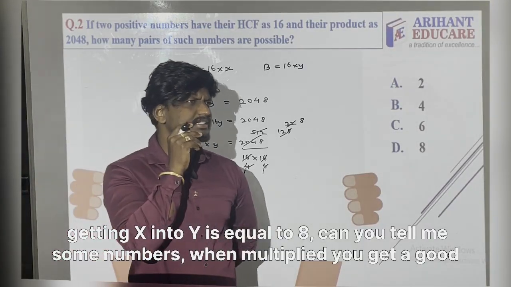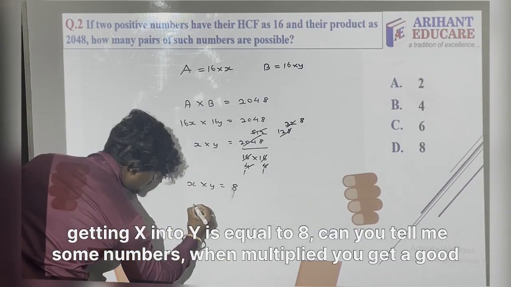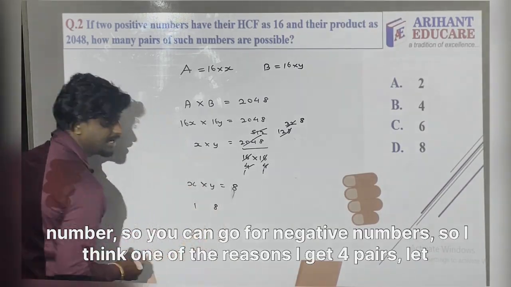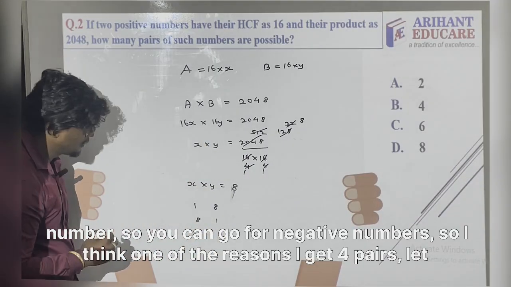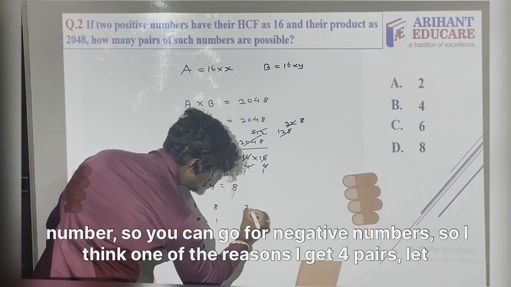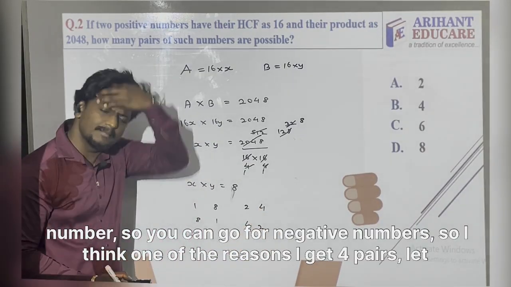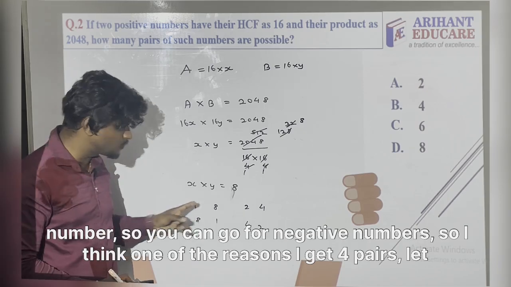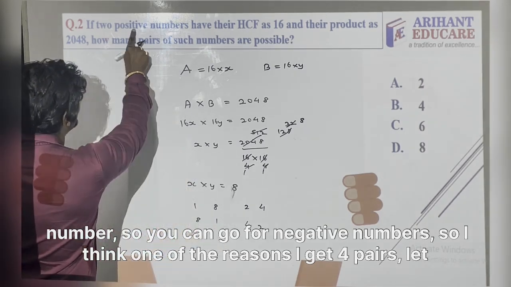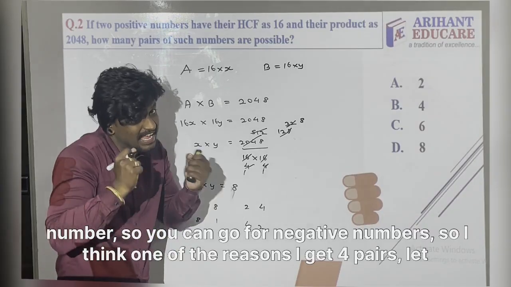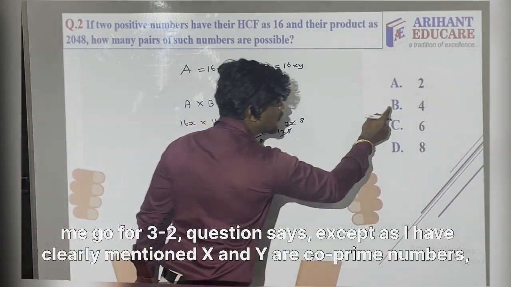Can you tell me some numbers which, when multiplied, you get 8? Good. Somebody said 1 and 8, right? You might also say 8 and 1. Good. Some might also say 2 and 4 and 4 and 2. Anything else? Right? Yes. What about minus 1, minus 8, minus 8? Is this possible? No. See, two positive numbers, so you can't go for negative numbers. So I think 1, 2, 3, 4. I get 4 pairs.